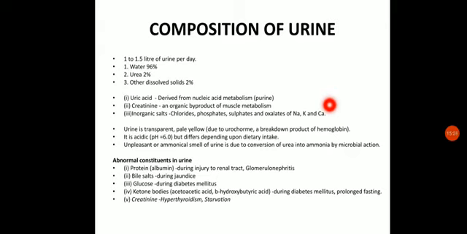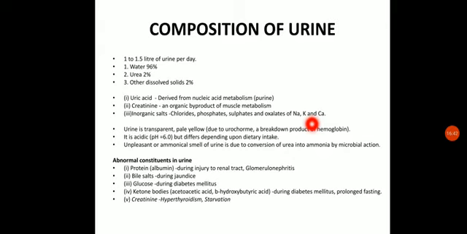Apart from this, there are inorganic salts like chlorides, phosphates, oxalates, sodium, potassium, etc. There are different types of salts present in nitrogenous wastes. Now the characteristics of urine. Urine is transparent or sometimes pale yellow, and this yellow color is due to urochrome, a breakdown product of hemoglobin. Hemoglobin is red in color, right? When it is broken down, it releases a specific molecule, urochrome, which imparts the pale yellow color to the urine.